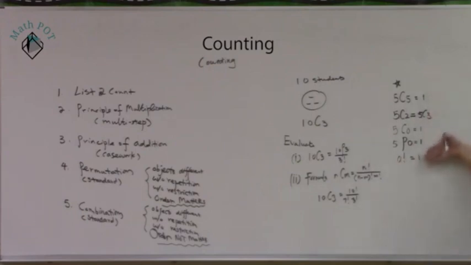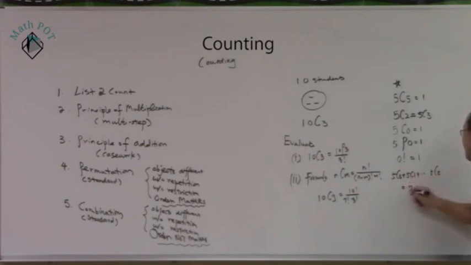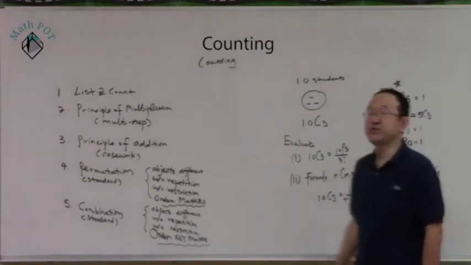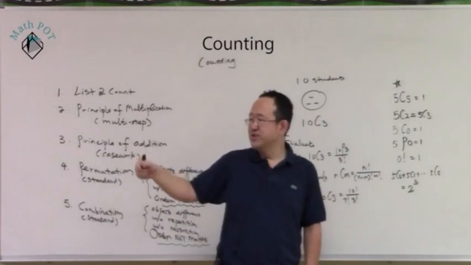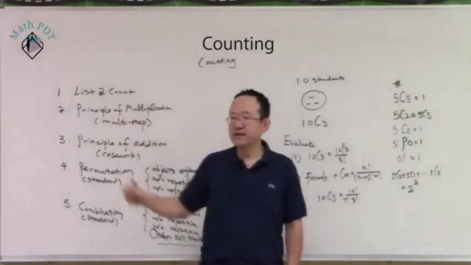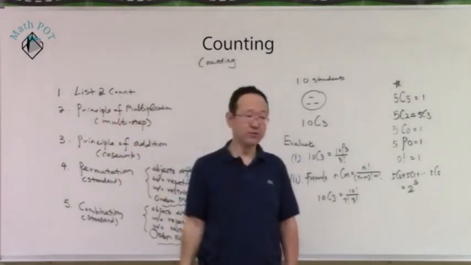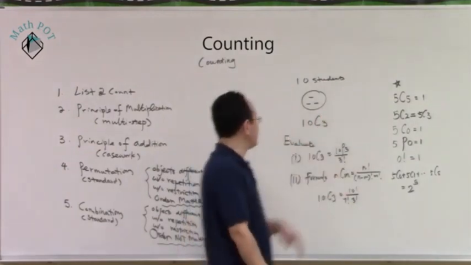Next, I want to put down a very interesting formula. For example, 5C0 plus 5C1, and so on all the way to 5C5, is nothing but 2 to the 5th power. I will explain a little bit later on how to understand this formula, but at this point, just accept it. So in general, if you have nC0 plus nC1 plus nC2 all the way to nCn, the answer is 2 to the nth power. So make sure you understand everything covered here.